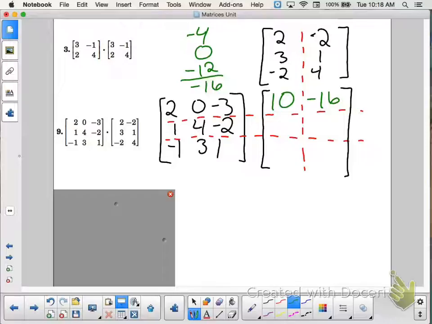All right. Carson, you want to help me do the next one? So I want to go to this element right here. So first column, second row, this one right here. What would I do first? Multiply 2 by 1. Then 3 by 4. And then negative 2 by negative 2. You get 18. I'll put 18 right there.